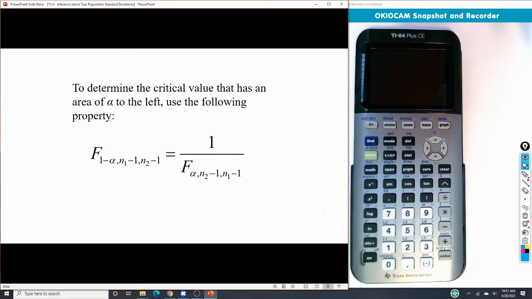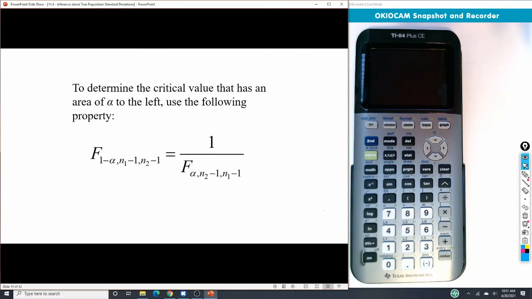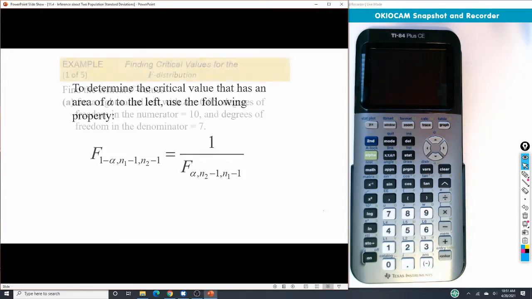Now, notice this is always to the right. So if we go back and read here, we're talking about to the right of our critical value. But what if we need to the left? We have this formula. So we have our 1 minus alpha. When I actually calculate that, we do 1 over F of alpha, and then we switch our numerator and denominator. If you pay attention to your subscripts there from one side to the other, we switch their location. So that's going to be important to pay attention to.